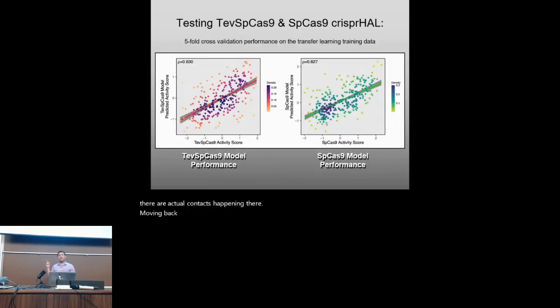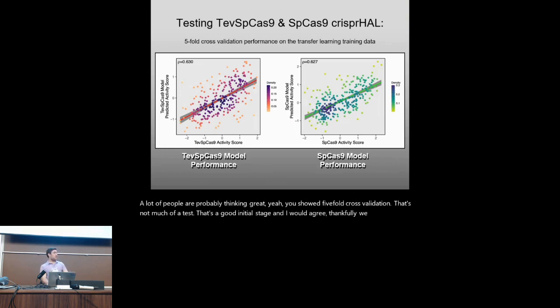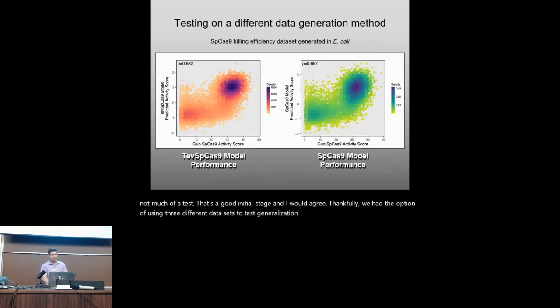Moving back to the 5-fold cross-validation performance that I showed, a lot of people are probably thinking, great, yeah, you showed 5-fold cross-validation. That's not much of a test. That's a good initial stage. And I would agree. Thankfully, we had the option of using 3 different data sets to test generalization performance with.